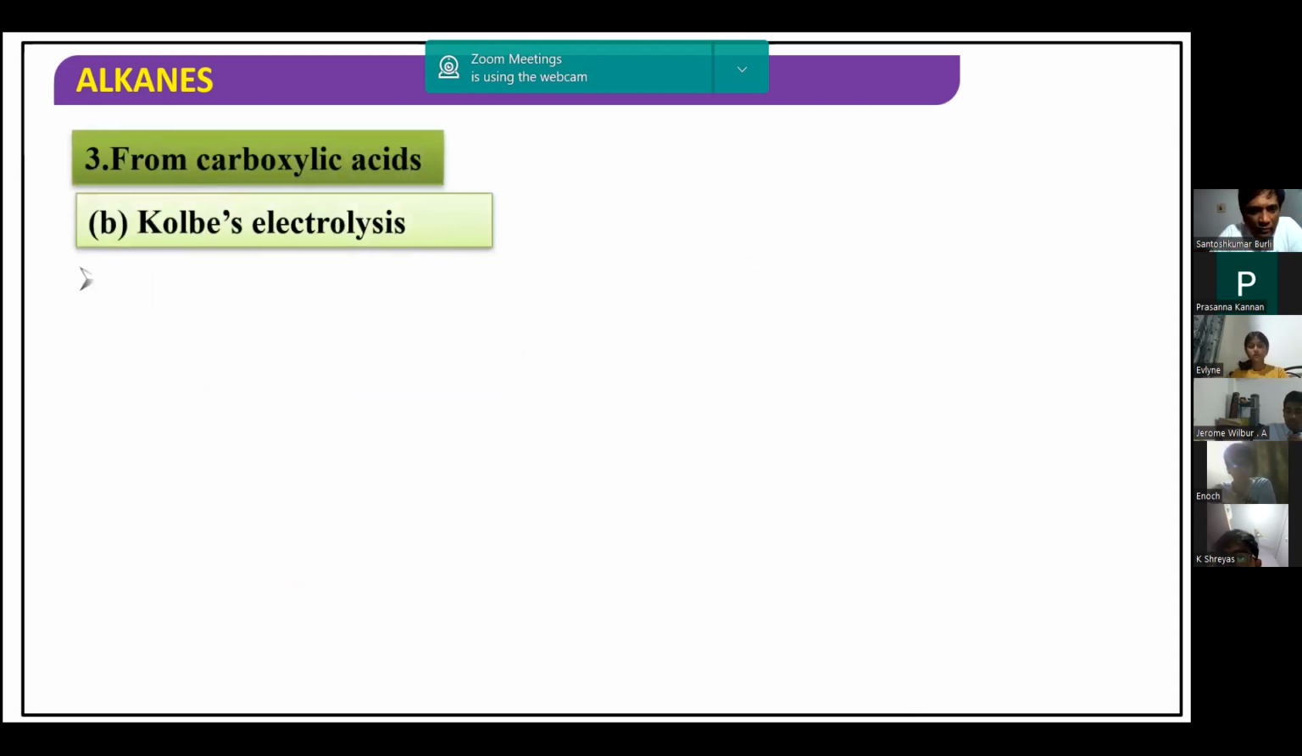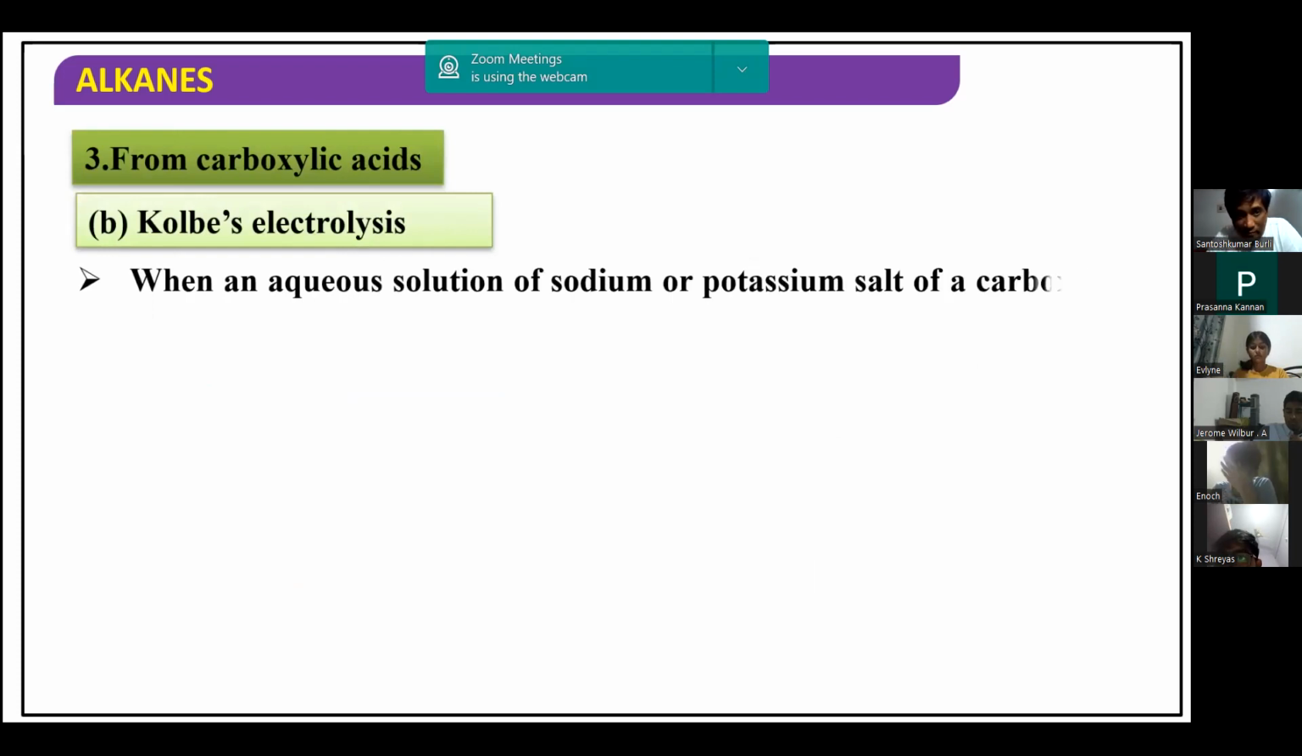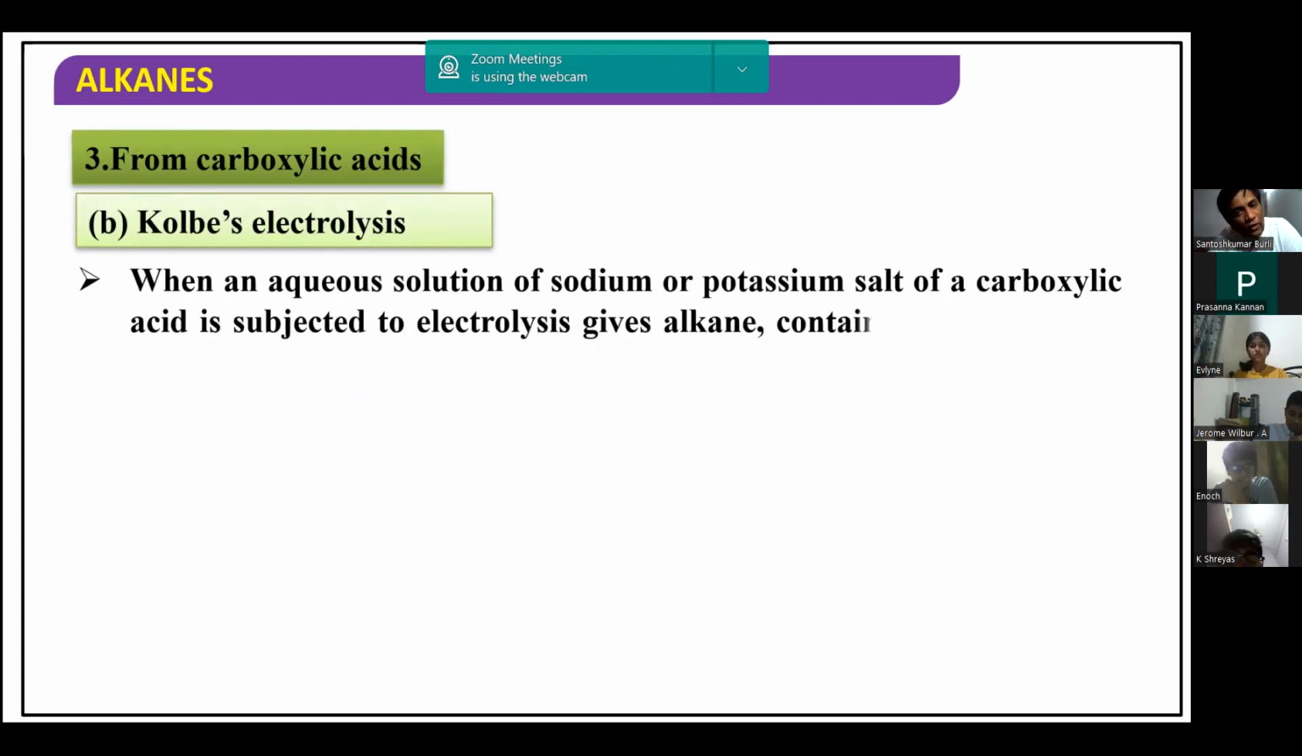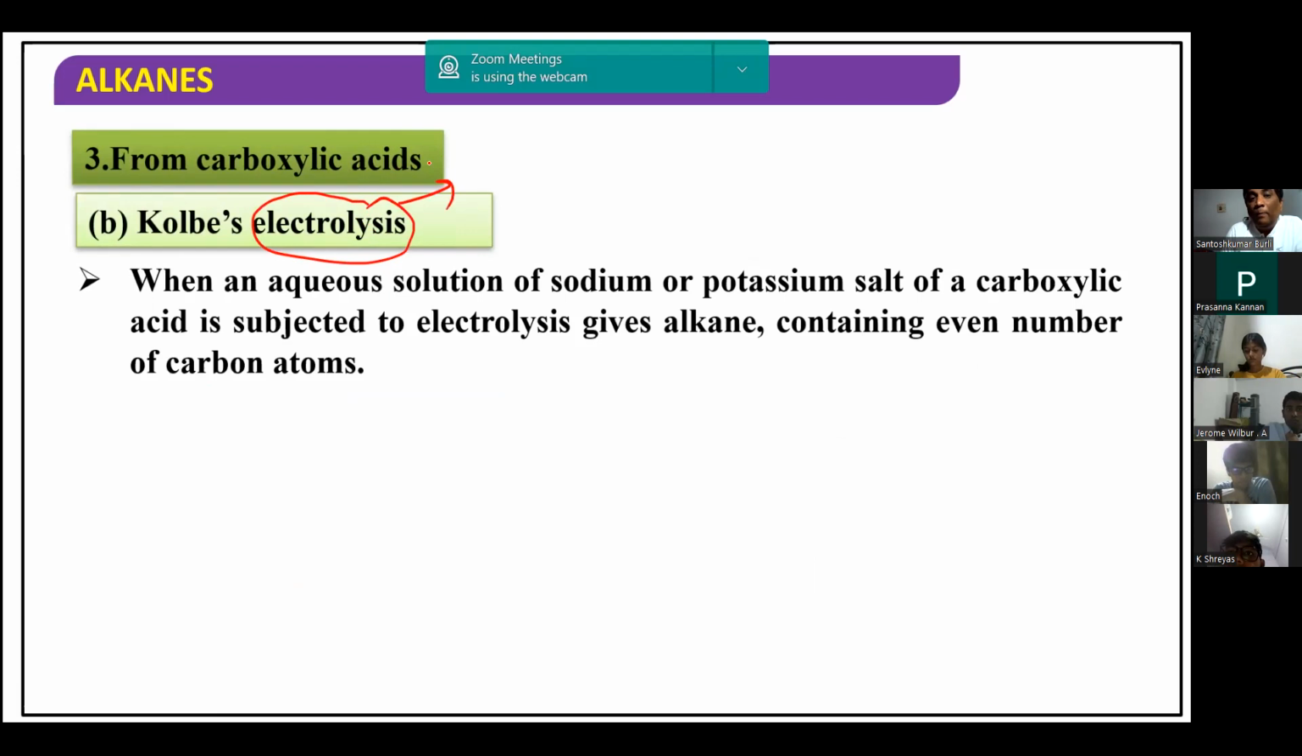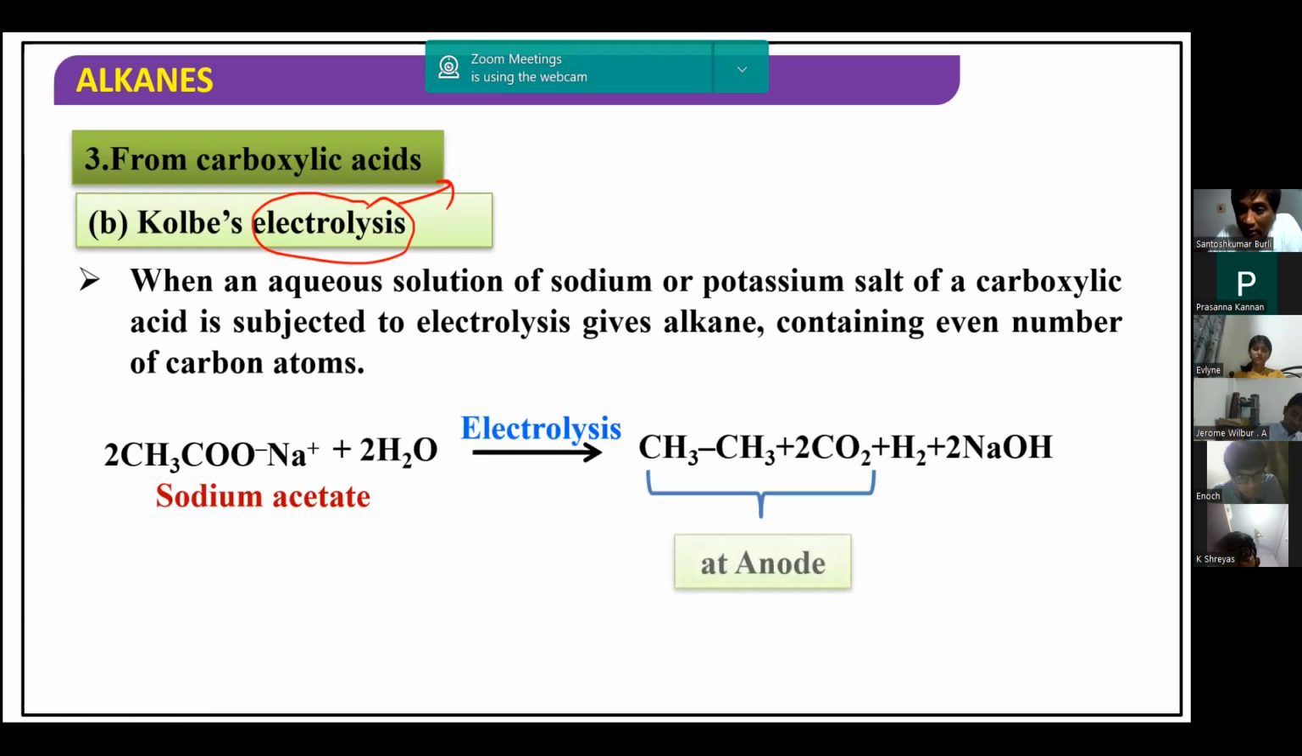One more is Kolbe's electrolysis. This is also from the sodium salt of carboxylic acid. Everything is the same, but the method is different. The method is electrolysis. Electrolysis is nothing but passing electric current through an electrolyte solution, which conducts electricity. Sodium salts of carboxylic acids are electrolytes. So when you pass electric current through their aqueous solutions, what happens? That's what we are going to learn here. This is the general reaction.